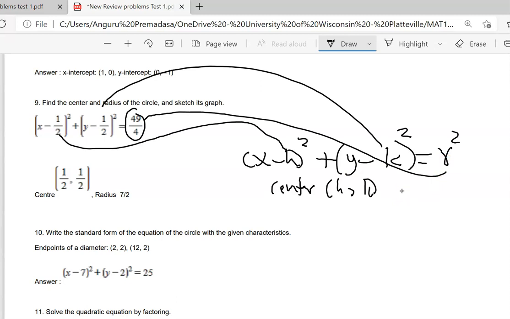A little bit more complicated problem is that you are given something about the circle. You are given 2 points on the circle. What are those 2 points? (2, 2) and (12, 2).